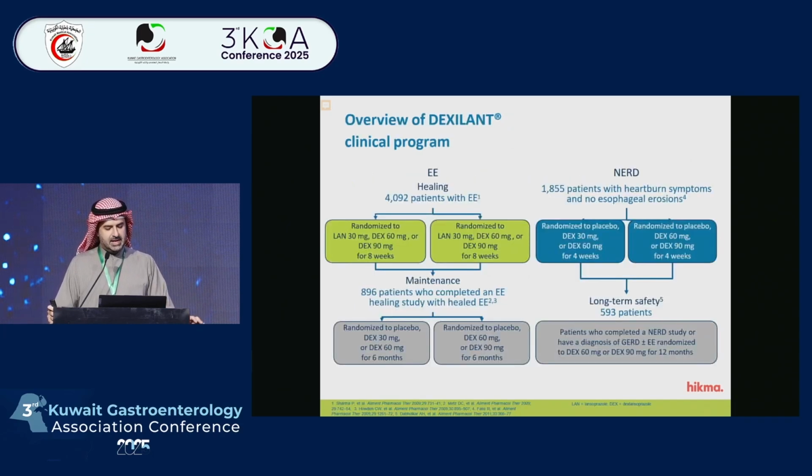Just the last couple of slides, we'll go through the clinical program for Dexilant. There were 2 large studies looking at erosive esophagitis and non-erosive disease, over 4,000 patients. They were randomized in the erosive to 30, 60, or 90 of Dexilant, and the non-erosive was randomized to 30 and 60 in the induction arm, which is 8 weeks, and then in the maintenance, you step down to the lower doses, and they were re-randomized to either placebo or Dexilant.